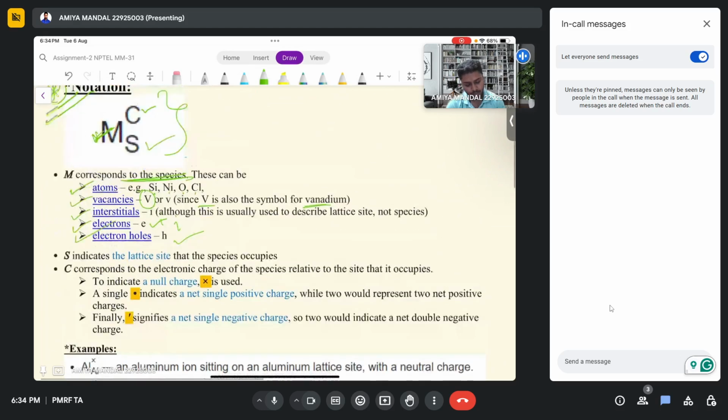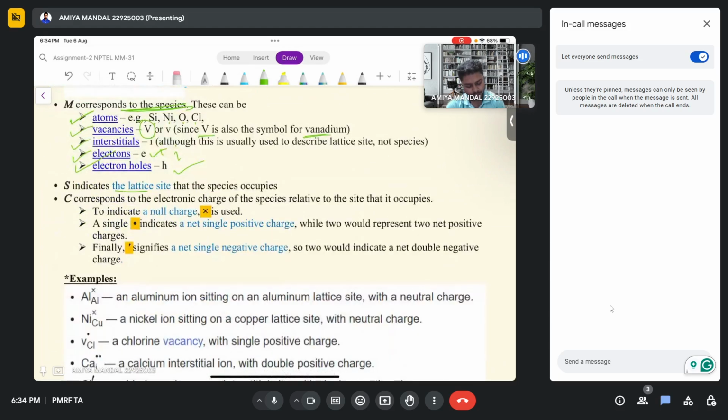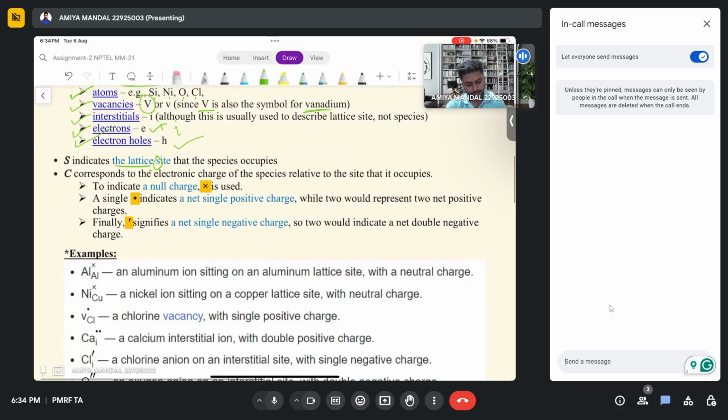What is the meaning of S? S is the lattice site. From site, S has been taken. And what is C? C is the charge. What is the electronic charge of the species relative to the site that is occupied? C is represented as a cross for null charge, a dot for net single positive charge, which should be remembered, and a dash for net single negative charge.